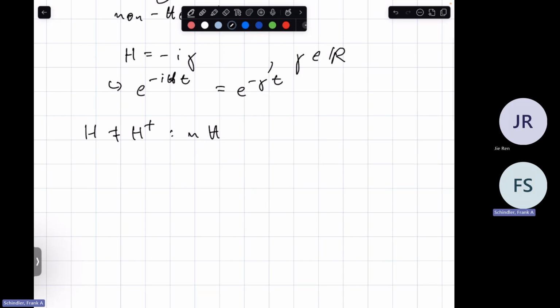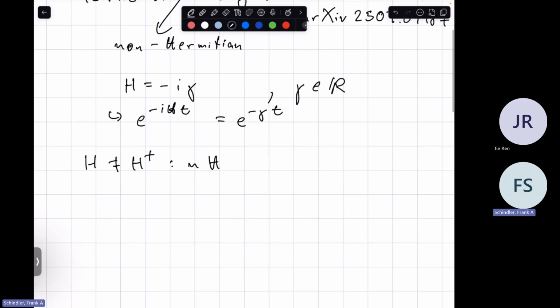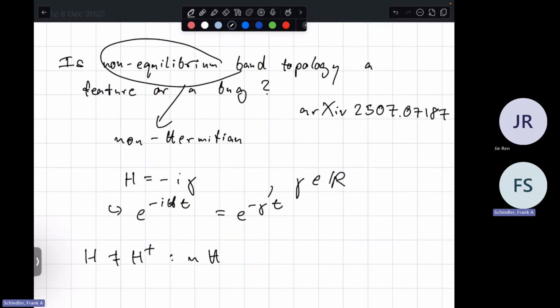And yes? Why do you relate the non-equilibrium with the non-Hermitian? Because loss and gain is non-equilibrium. So we don't talk about a ground state anymore or any static property.